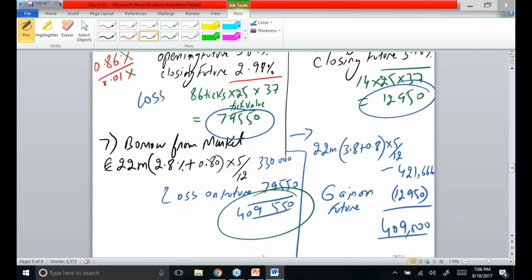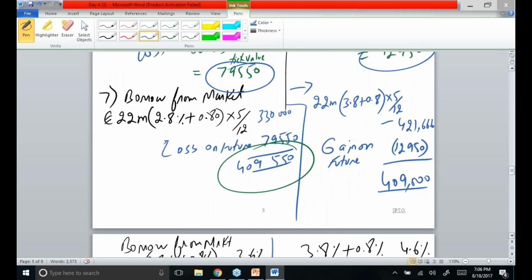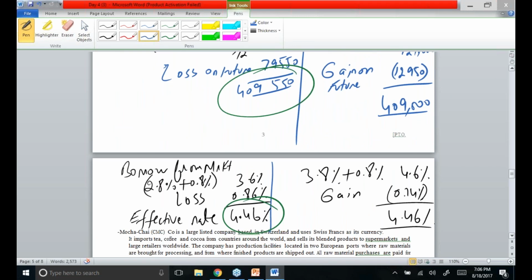In step number 7, this is step number 7. In step number 7, you are going to take an assumption that you are going to borrow from market. So this is like borrow from market. And now after 4 months, interest rates are 2.8%. So 2.8% plus the spread. So you will borrow at 3.6%.